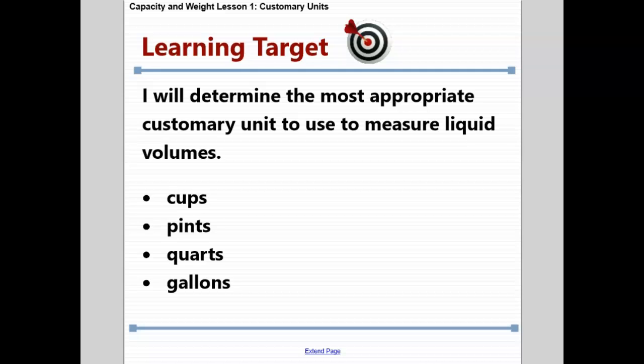By the end of our lesson today, you will be able to determine the most appropriate customary unit to use to measure liquid volumes. And our customary units that we will be learning about today are cups, pints, quarts, and gallons.